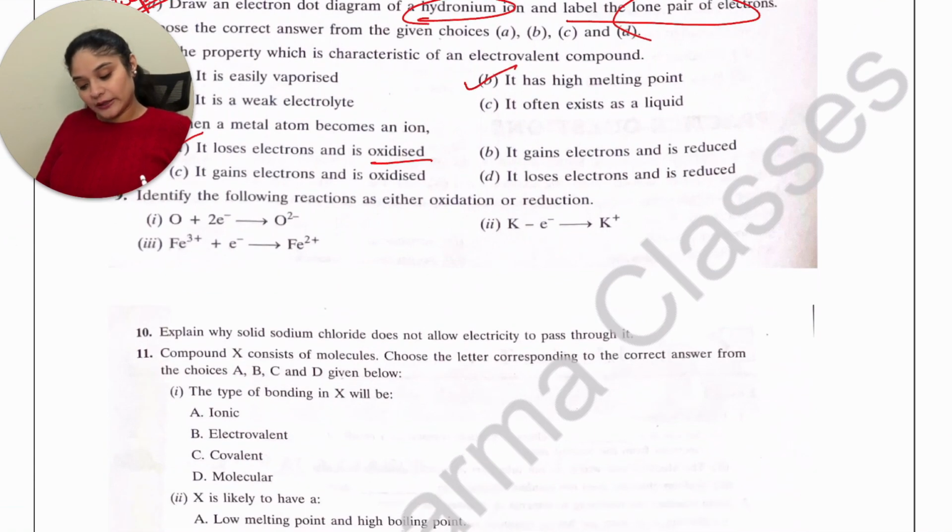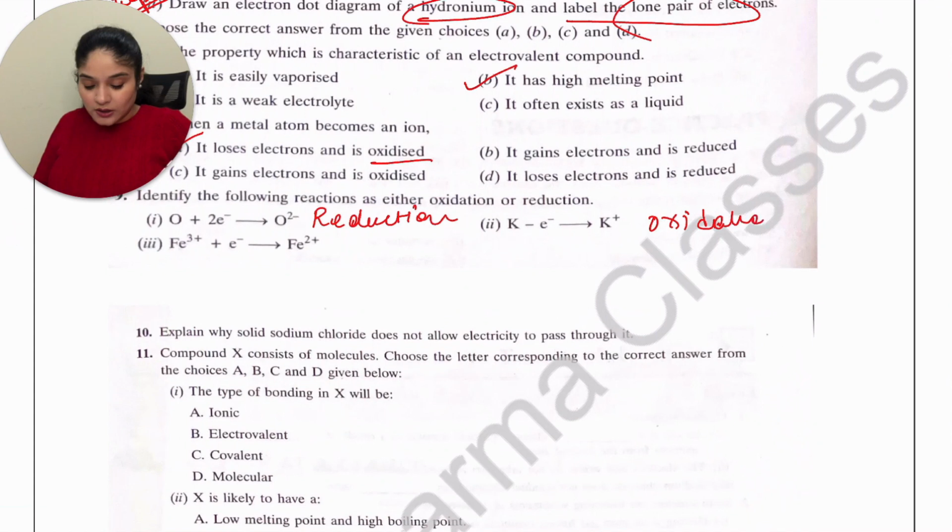Identify the following reactions as either oxidation or reduction. So O is gaining electron, so when it is gaining electron, it is getting reduced. So reduction is happening. K is losing electron, so it is getting oxidized. So oxidation is happening here. Then again you have gain of electron, so reduction is happening here.